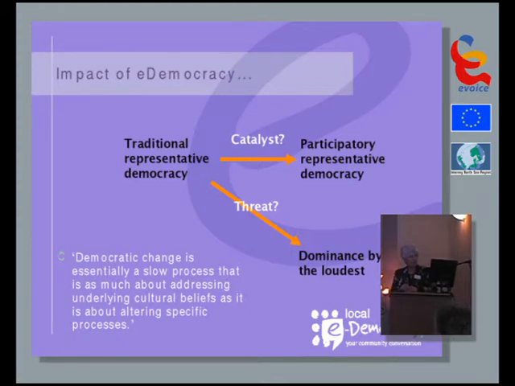"Democratic change is essentially a slow process that is as much about addressing underlying cultural beliefs as it is about altering specific processes." And I think previous speakers have made the point that whatever tools you give people, the tools themselves are not the solution. The tools enable processes to happen which have to be thought out in terms of their overall impact.